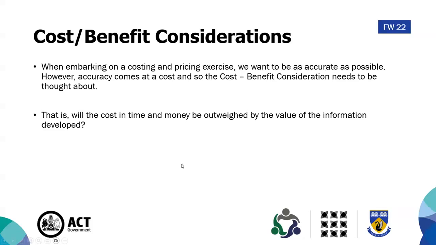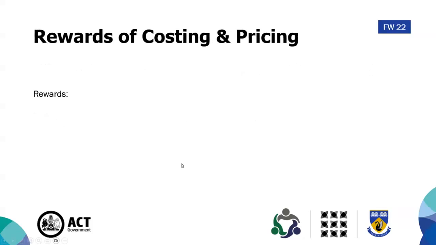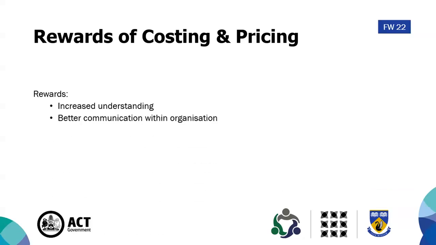There are also some rewards to costing and pricing that are important to think about. Specifically, when we cost and price, we have an increased understanding of the financial sustainability of our organisation. We also have better communication within the organisation because we're able to say better what we need to have happen to ensure that sustainability going forward. We can also demonstrate to staff and others what's working and what's not working, and also report on improvements that might occur when you react to that information, when you put policies and procedures in place that are designed to mitigate the problems that you might be having financially.